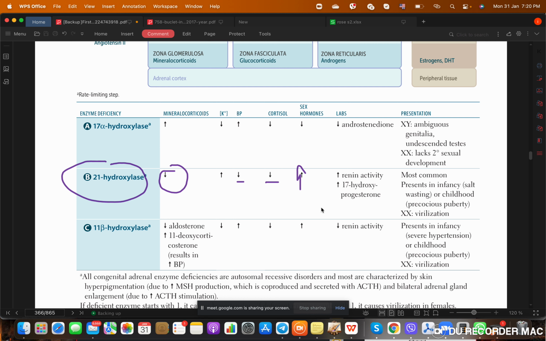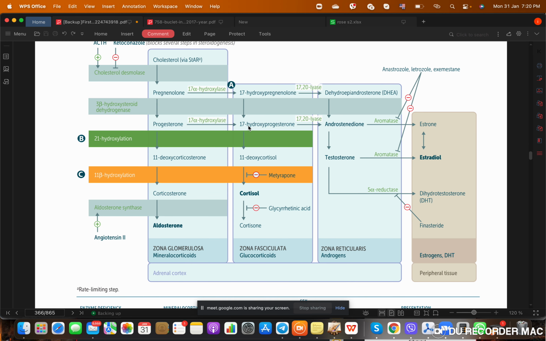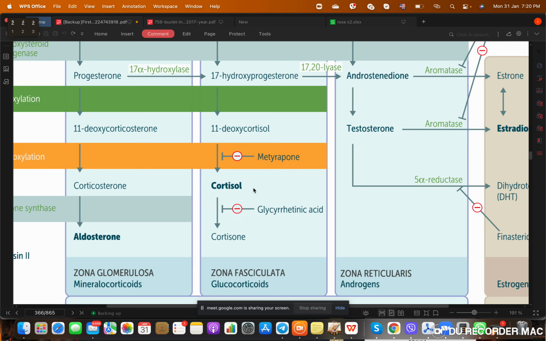Okay, so in the laboratory, you are going to see increased activity of the renin. Why? Because the aldosterone is low. And also, this is important, 17 hydroxyprogesterone. This is actually a factoid. You must memorize this: a 21 hydroxylation defect is going to increase the 17 hydroxyprogesterone.